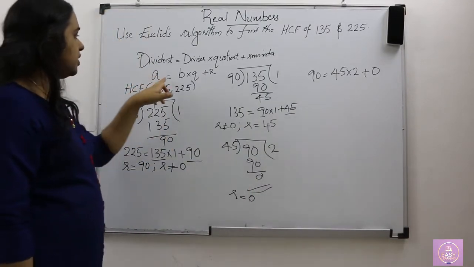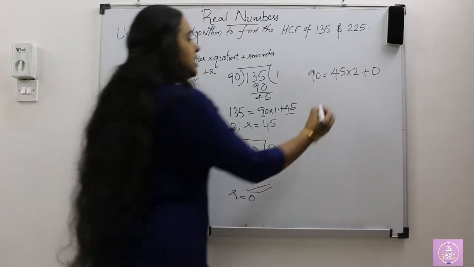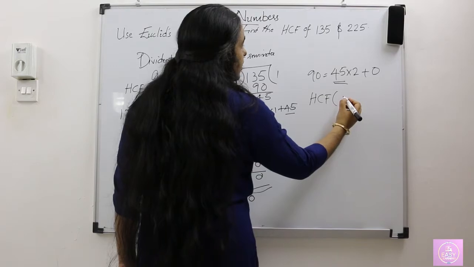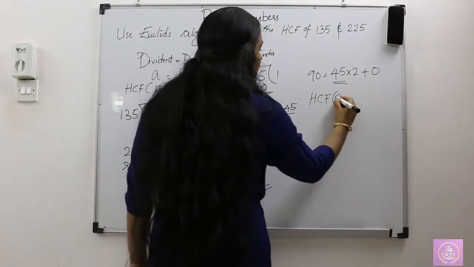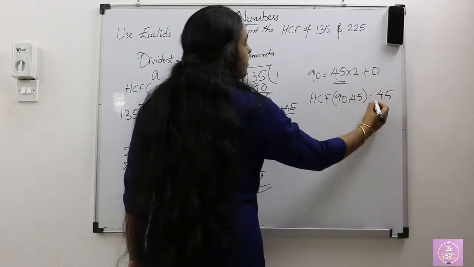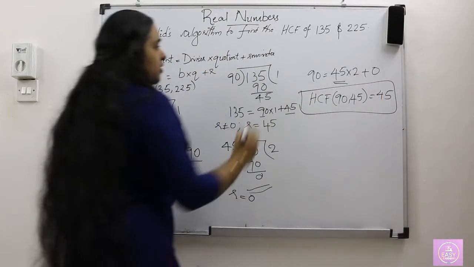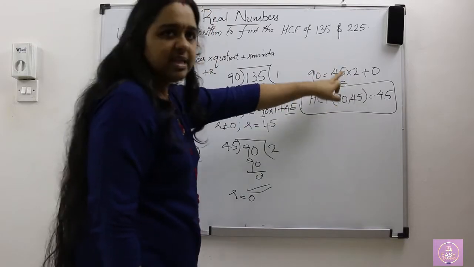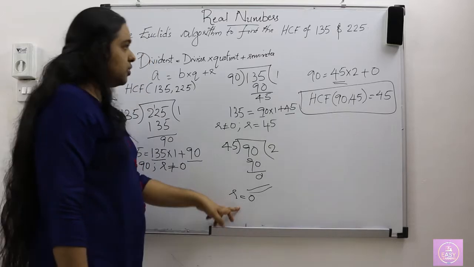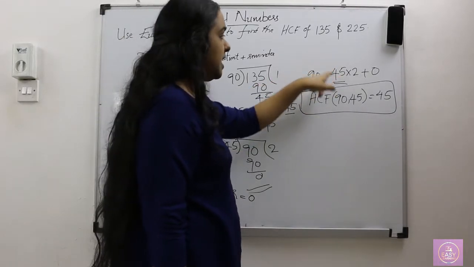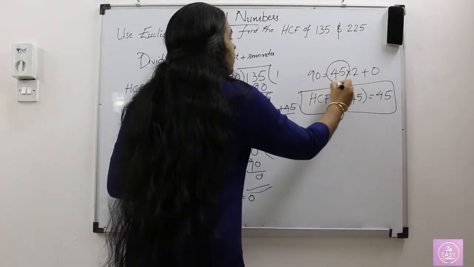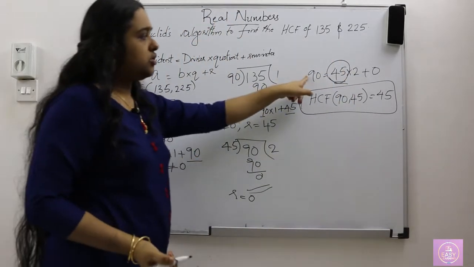As per our equation, A equals B into Q plus R. From this, we know that the HCF of 90 and 45 will be 45. We know that when we get R equals 0, the HCF will be the divisor term, the B term. A equals BQ plus R, so the HCF will be the B term, that is 45. This will be the HCF of those two numbers, 90 and 45.